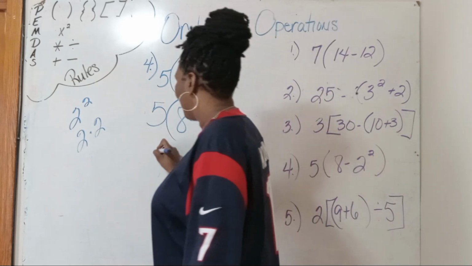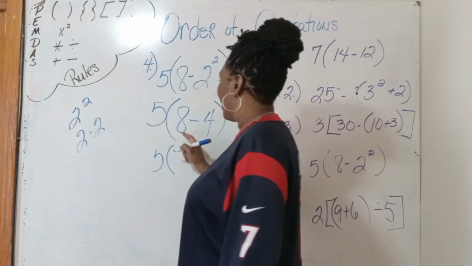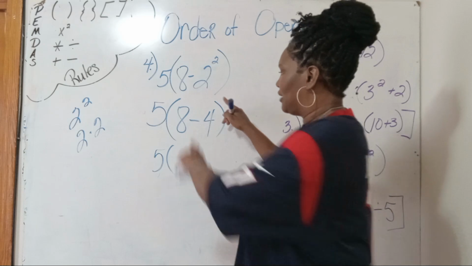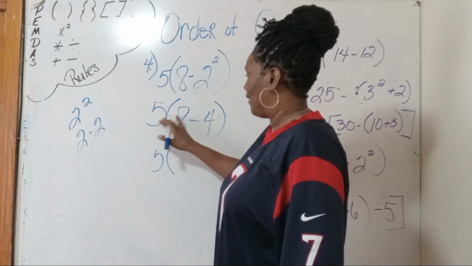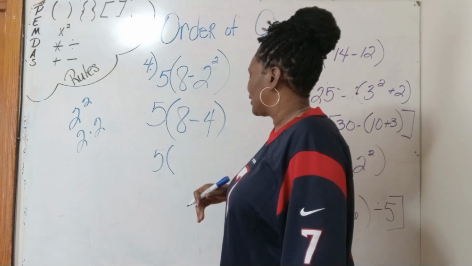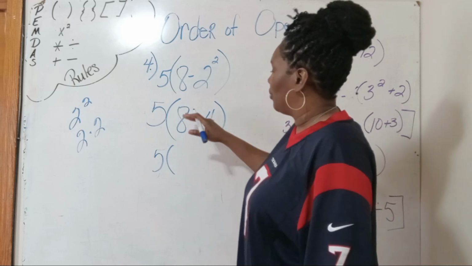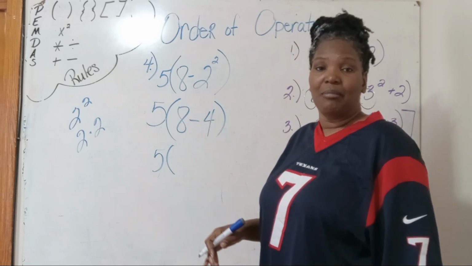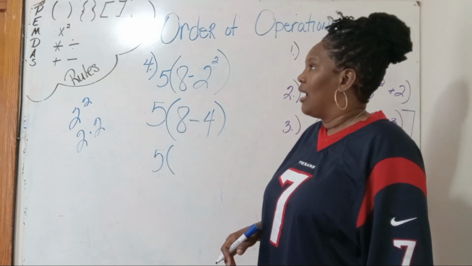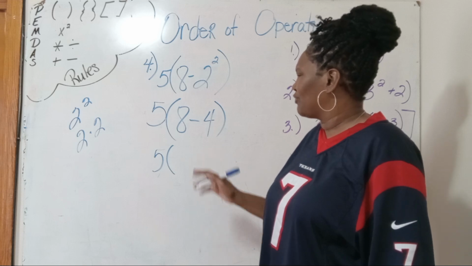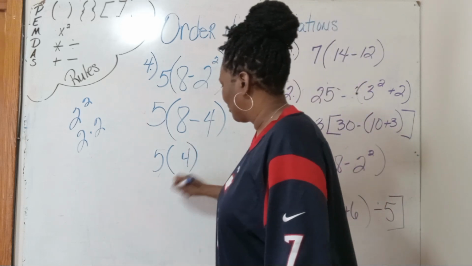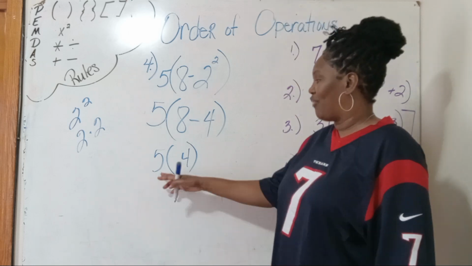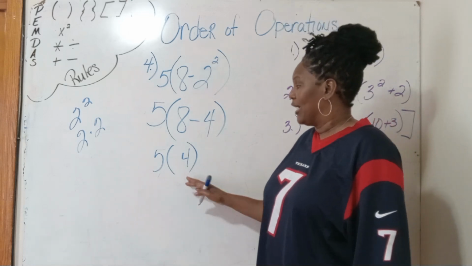All right, so now we've got 5 times 8 minus 4, because these parentheses are telling me that's some multiplication. The 5 is touching the parentheses. Anyways, we'll get to that later. But what's in the parentheses is 8 minus 4. 8 minus 4 is what? 4. Good. So now all we have is 5 times 4.